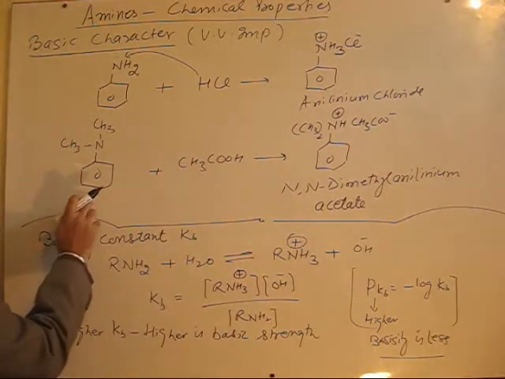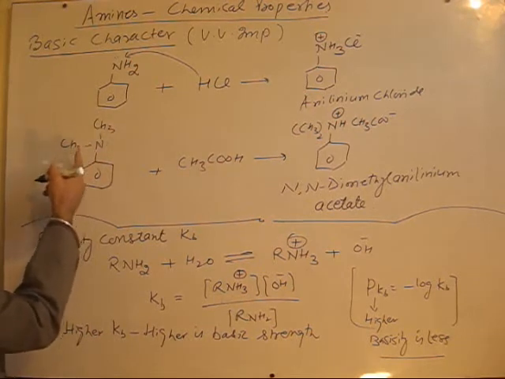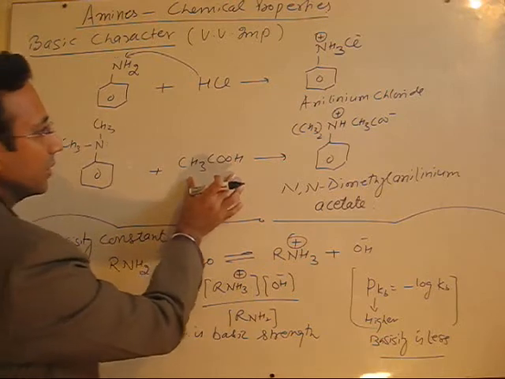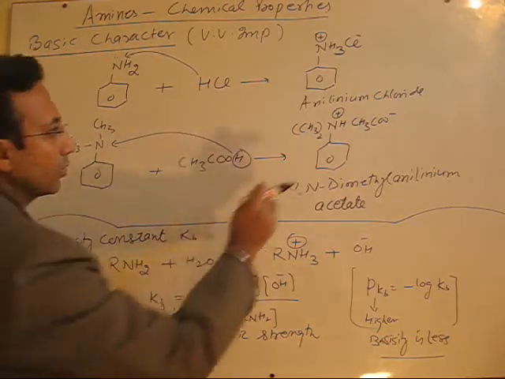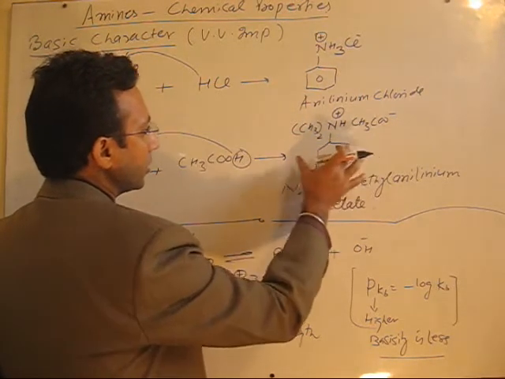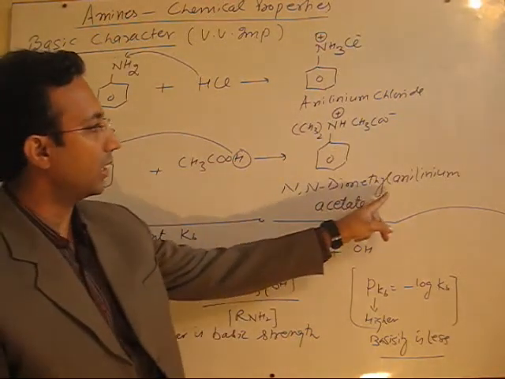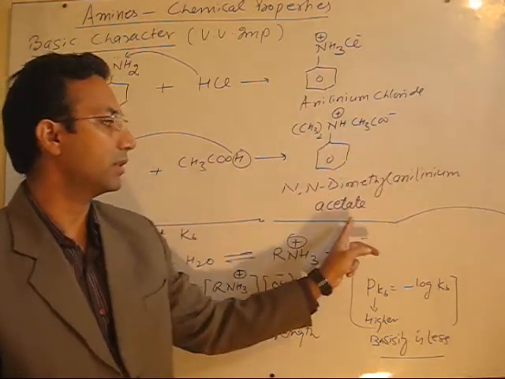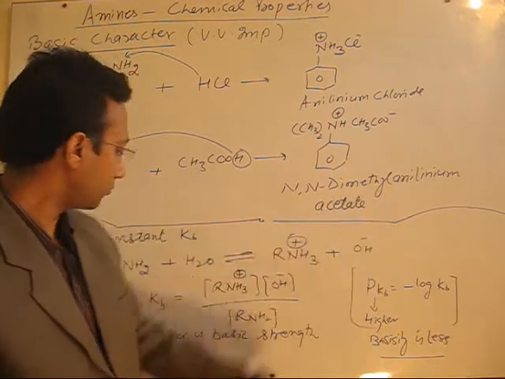Now another important compound we have here is N,N-dimethyl aniline, which reacts with acetic acid. Again one proton is accepted, so it becomes positively charged, and acetate ion is present, so this salt is formed. This salt is named N,N-dimethyl anilinium acetate. Once, its IUPAC naming has been asked in the exam.